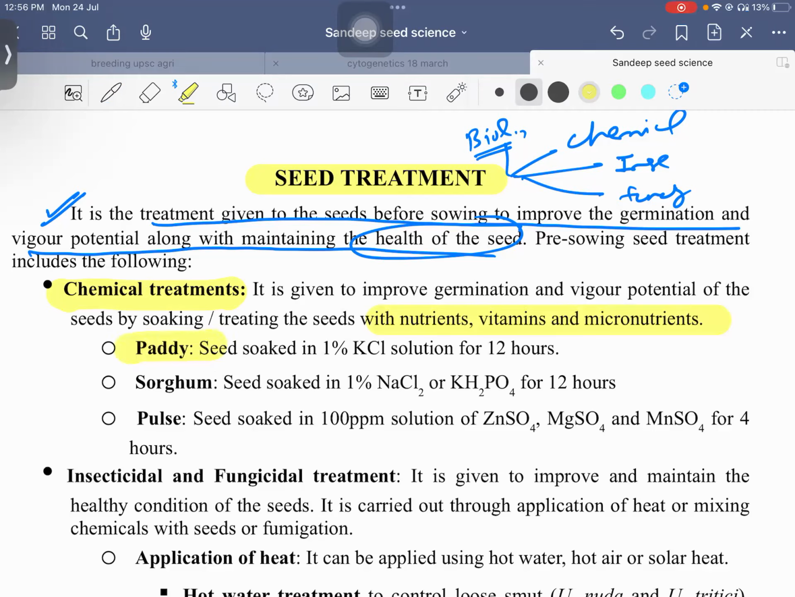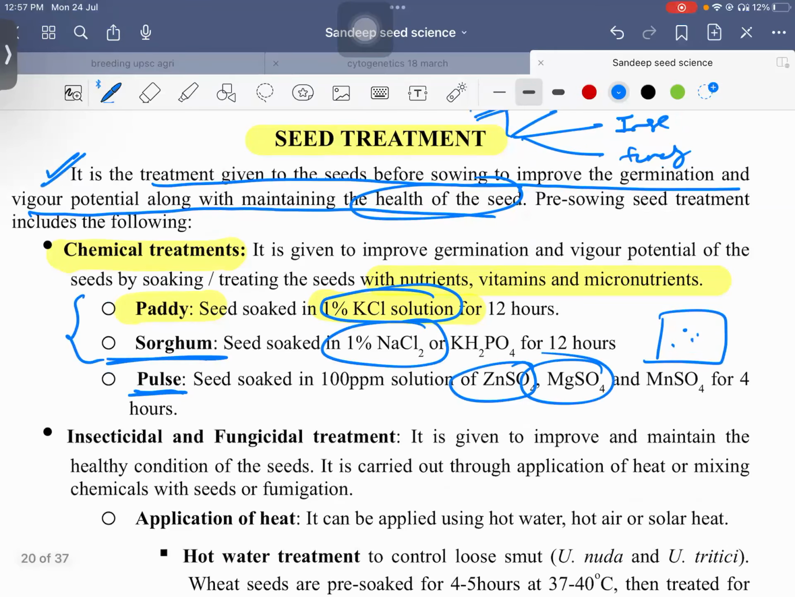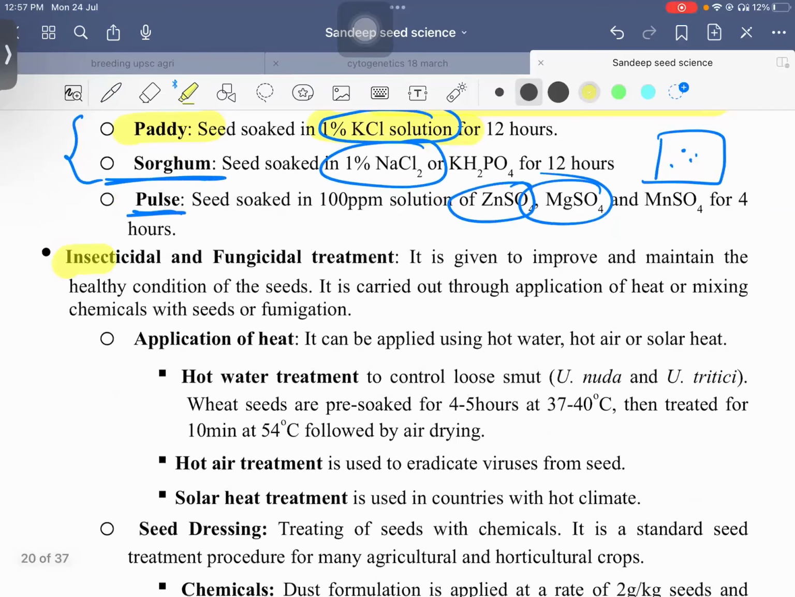In case of paddy, we use 1% KCl solution for 12 hours. We keep it in something like a Petri dish with this 1% KCl. In sorghum, we use 1% NaCl2. You need not remember all three, just one or two is enough. In pulses, we use zinc sulfate and magnesium sulfate. Next is insecticidal and fungicidal treatment.